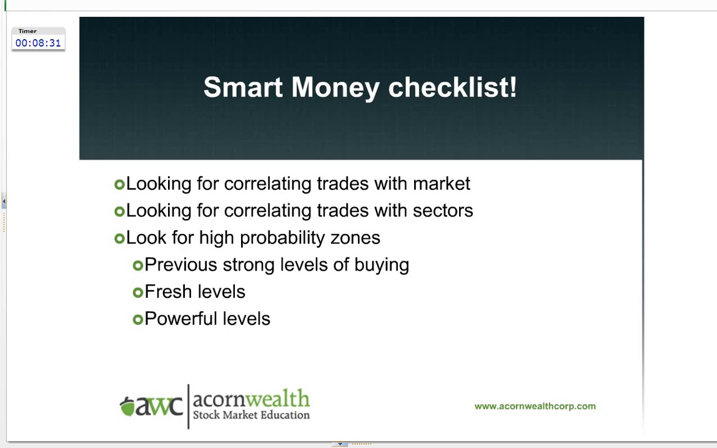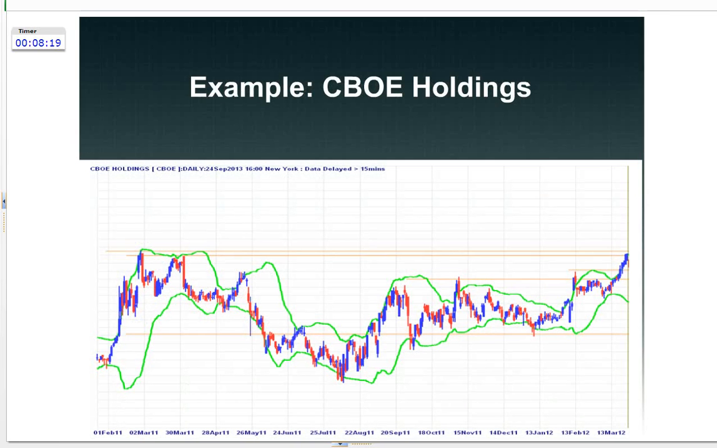We then look for high probability zones, strong levels of buying, fresh levels, powerful levels. An example of this is CBOE. We've talked about in some of the previous presentations today, the Chicago Board Options Exchange. Well, here's the stock, CBOE, that represents that. And basically, this is a trade that I found last year, actually, with a perfect setup. You can see the stock had rallied up. This is the options exchange, remember, and then crashed, plummeted. Went back up, hit the same level with a lower high, crashed, plummeted.